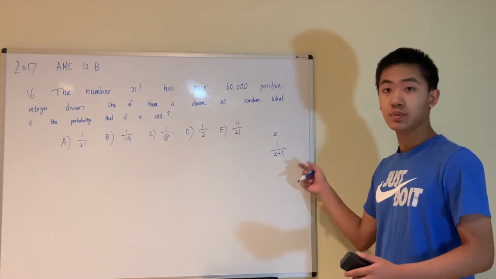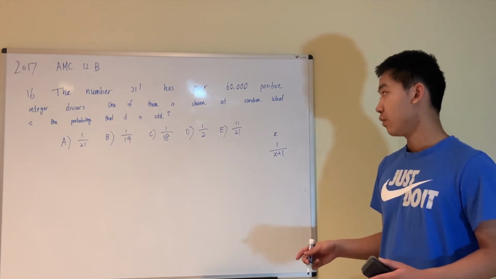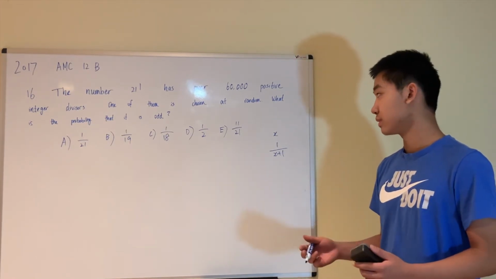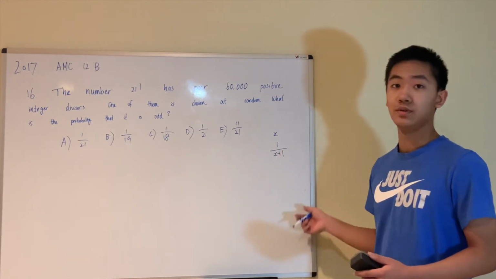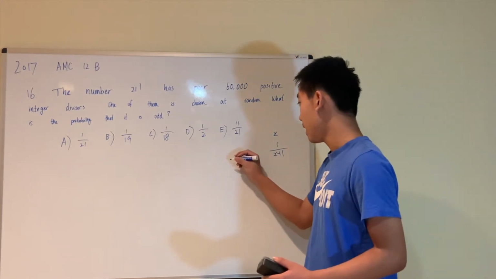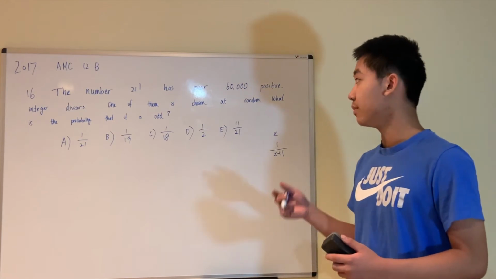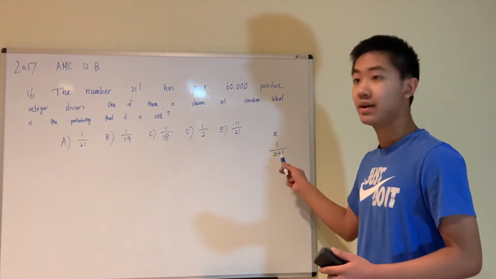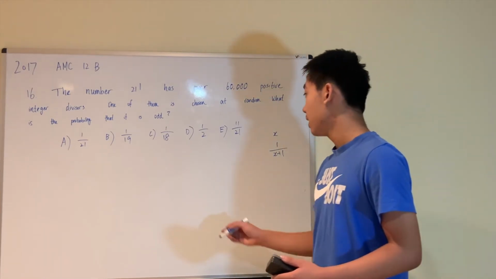And these other x plus 1 cases are going to be the cases where we have 0 multiples of 2, 1 multiple of 2, 2 multiples of 2, up until x multiples of 2. So now this question becomes how many factors of 2 are in 21 factorial, right? Because once we get that, we can just plug it into this equation and get the answer.